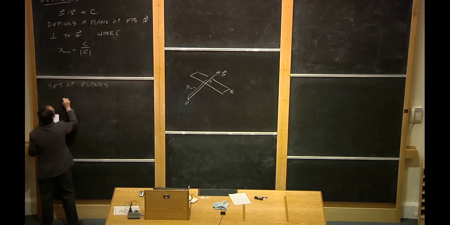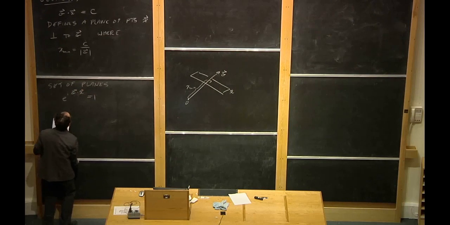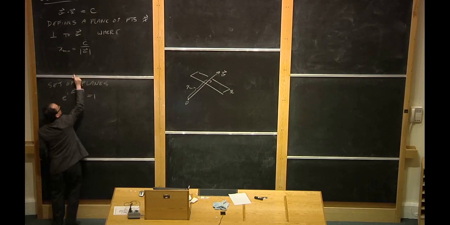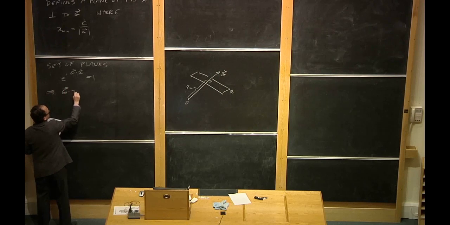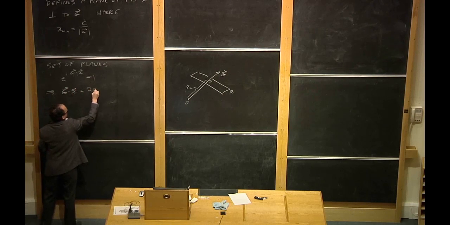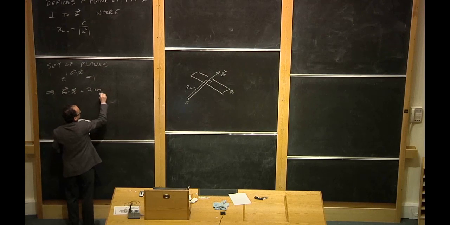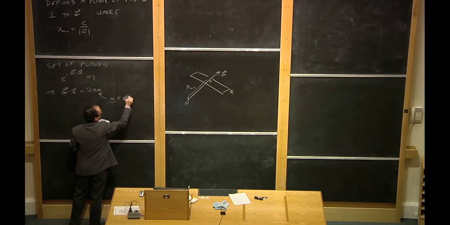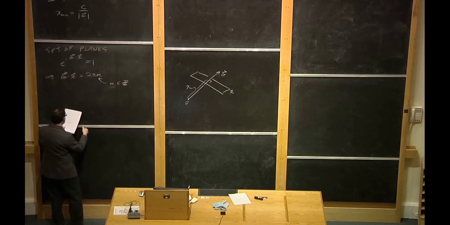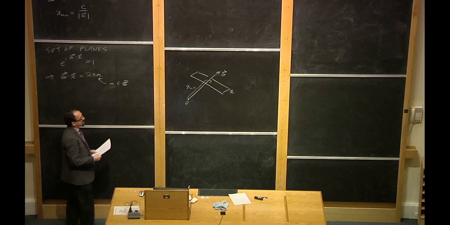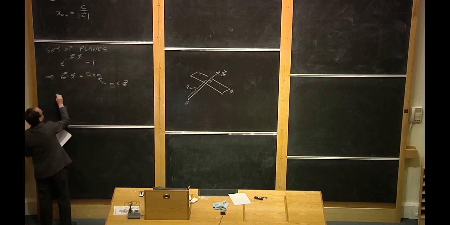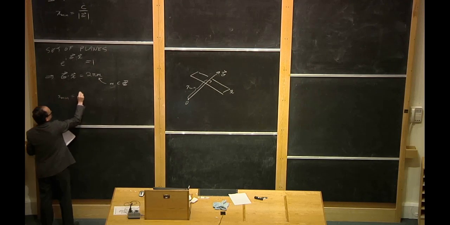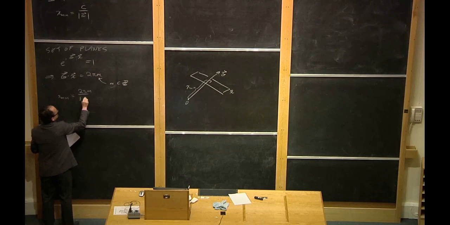We define by e to the i g dot x equals 1. So why does that define a set of planes? Well, e to the i g dot x equals 1 is the same thing as saying g dot x equals 2 pi m, where m is an element of the integers. So that means we have a whole bunch of planes whose minimum distance to the origin is given by 2 pi m. So x min equals 2 pi m over absolute G.